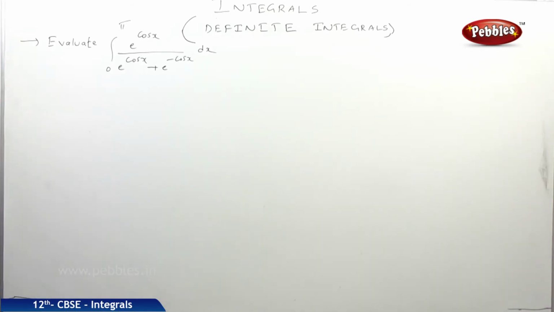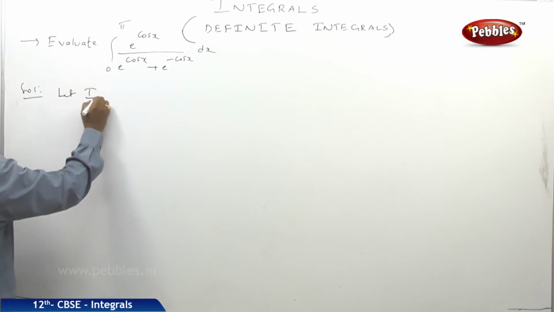Right, now we shall be seeing another problem. He is asking us to evaluate integral 0 to pi of e power cos x upon e power cos x plus e power minus cos x dx. Right, so what I'll be doing?